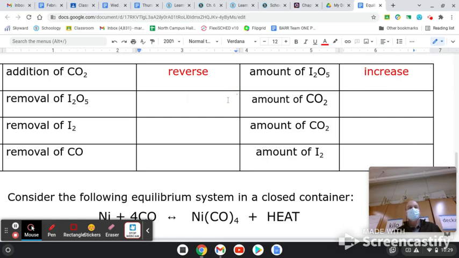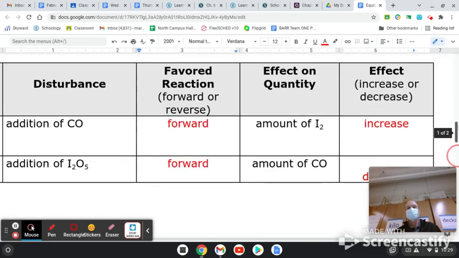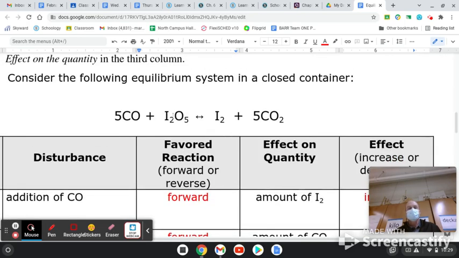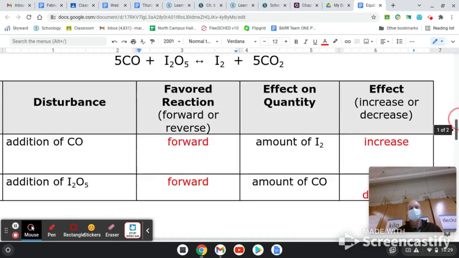All right, let's say I remove I2O5. So I2O5, let's see our equation. If I remove that, it's over on the left. So if I remove this, the system will shift to relieve that change. It'll shift to replace it. It'll shift to the reverse.